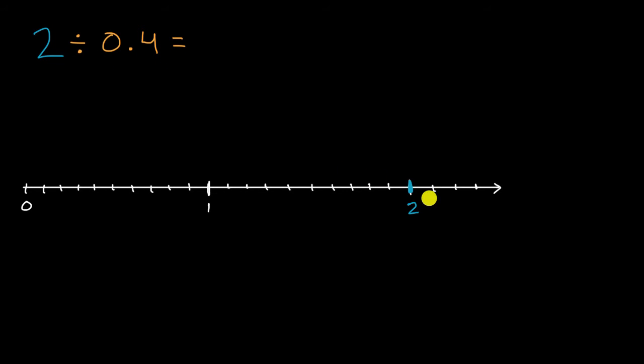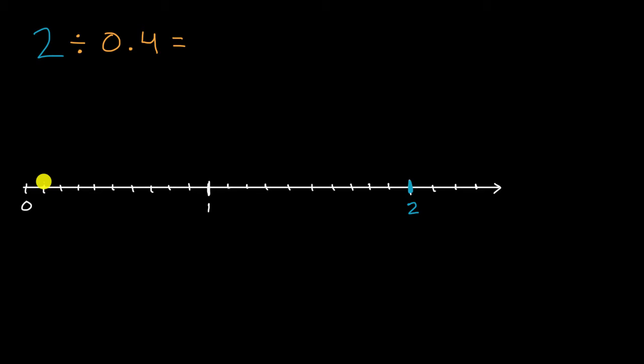Think about 2 on the number line, and think about how many jumps of 4/10 you have to make starting at 0 to get to 2 to figure out what 2 divided by 4/10 is. All right, now let's do it together. And as I mentioned in my hint, let's just think about how many jumps of 4/10 we have to make to go from 0 to 2.